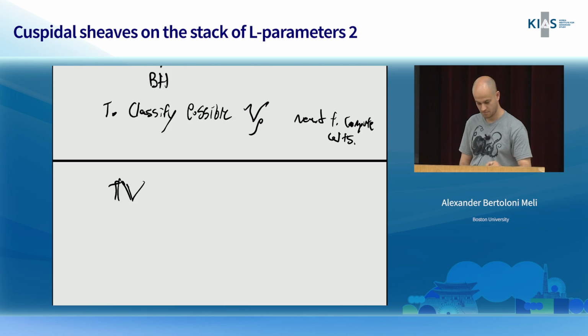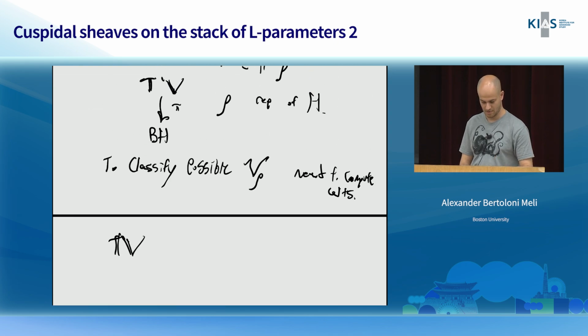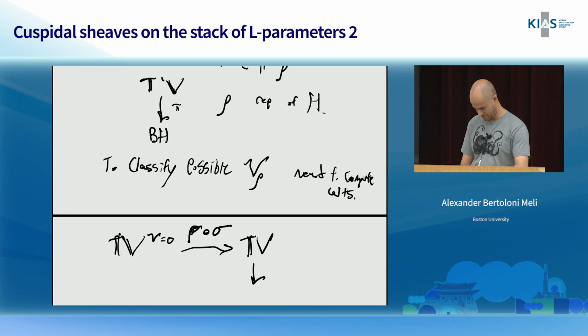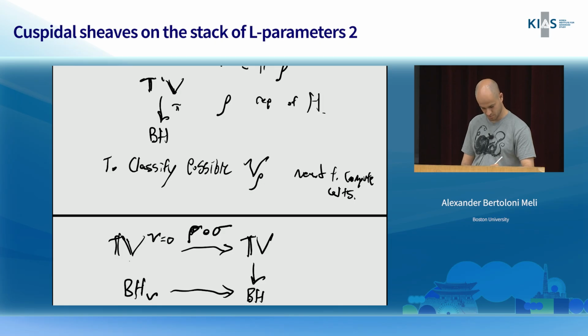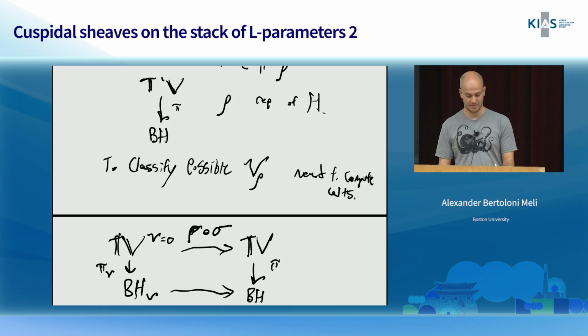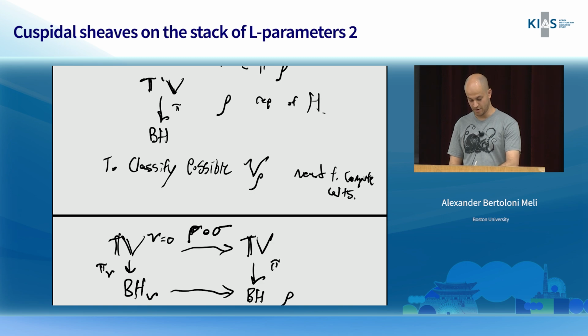Sorry, can you scroll a little slower? Thanks. Yeah. So this is like P composed with sigma in earlier diagrams. And then we have a map like this. And then we have a projection like this. And well, this diagram commutes, and we have rho here, and what we really are trying to compute.